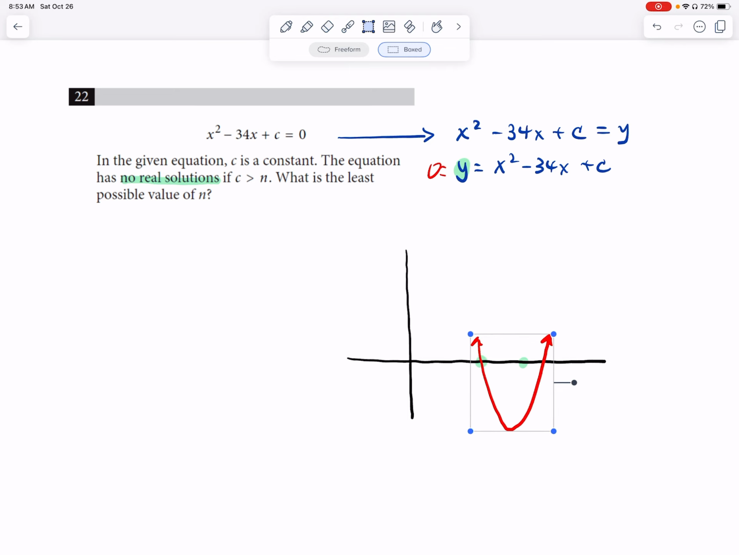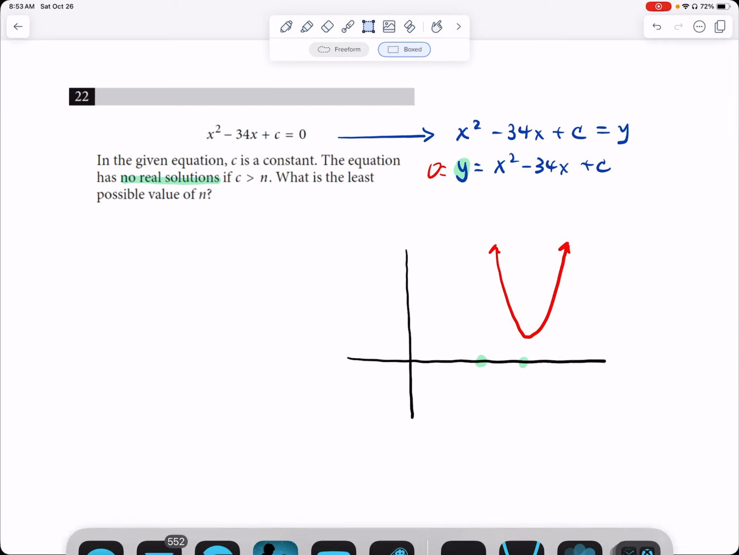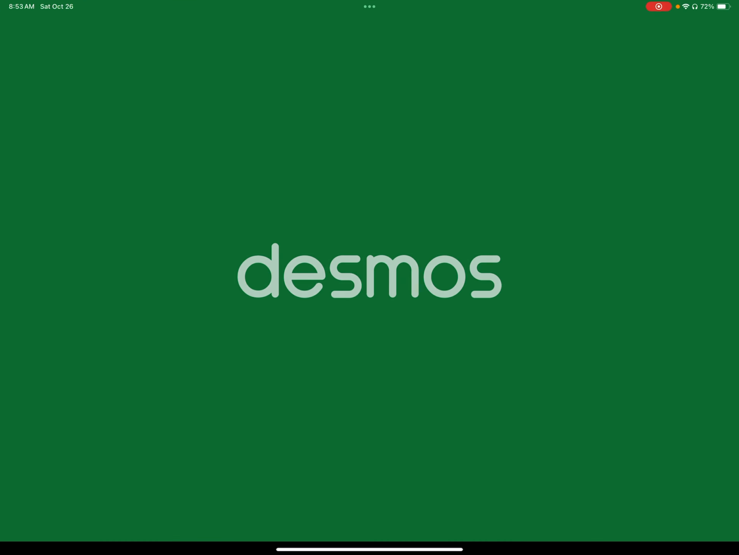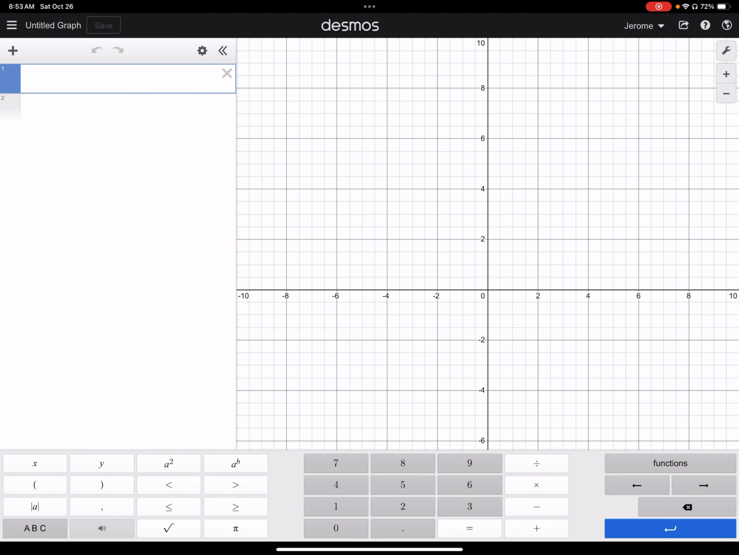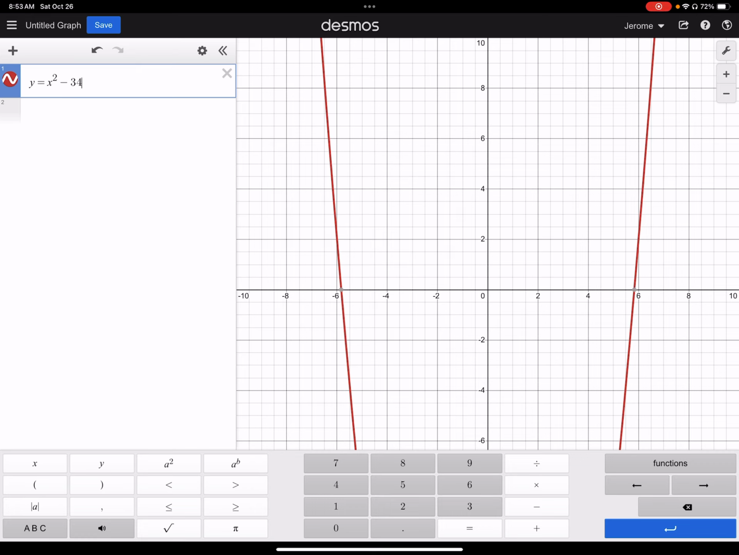So that we can get our parabola, instead of having 2 solutions or 1 solution, what do we get to add to it so that it has no solutions? Here, let's go over to Desmos. All right, let's type that in as y is equal to x squared, and then we want to subtract our 34. Don't worry about the plus c just yet.